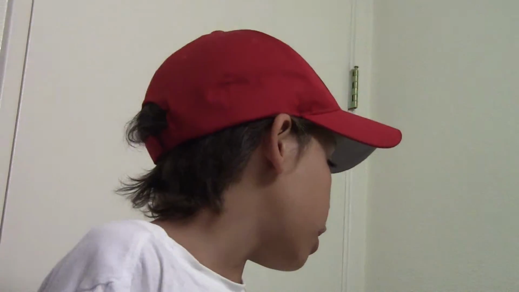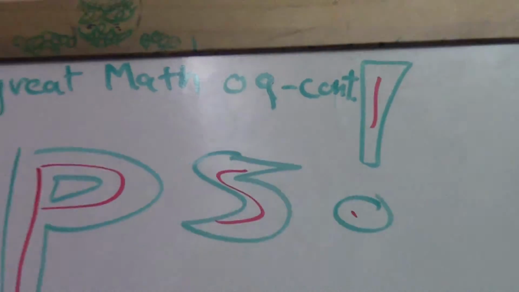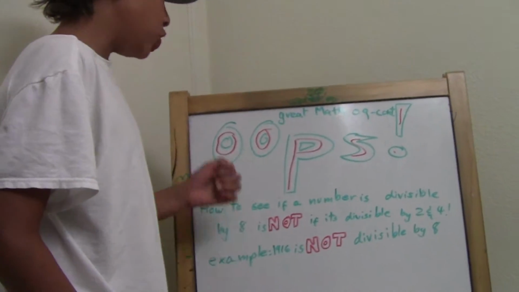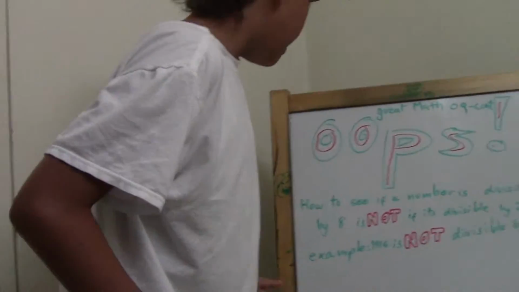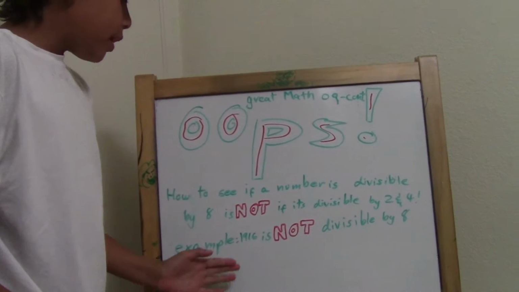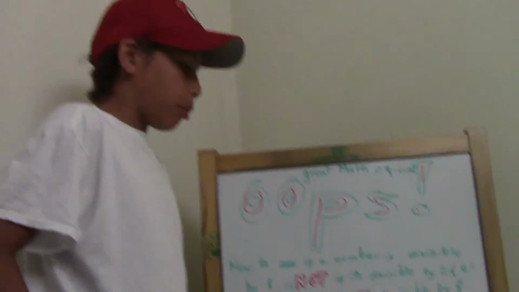Well guys, hold the phone. I made a mistake in Great Math number 9. The way to see if a number is divisible by 8 is not just checking whether it's divisible by 2 and 4. That doesn't work all the time. For example, 1916 is not divisible by 8.